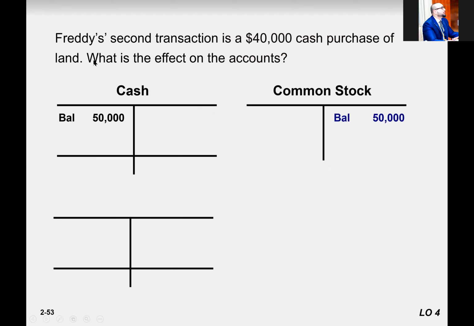So second transaction, if you see here, Friday's second transaction is 40,000 cash purchase of land. So now you open a land account. Sorry about the handwriting here. This is land. So this is called credit side. This is called debit side. 40,000 cash is decrease or increase? Because they purchased with cash, cash decreases. Cash is asset. Decrease. Asset decrease means debit or credit? Credit. Well done.